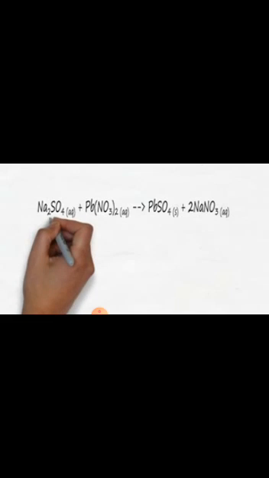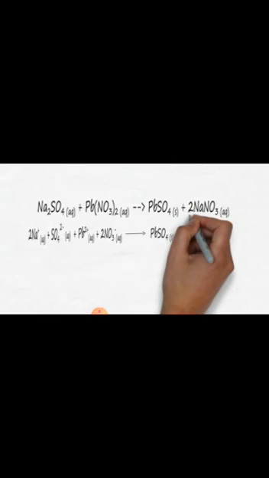Let's look at another chemical equation. The equation must be balanced before you start with the ionic equation. For sodium sulfate, we separate it into ions since it is in the aqueous state. Notice that there's a 2 in the formula. This means there are 2 sodium ions and 1 sulfate ion.